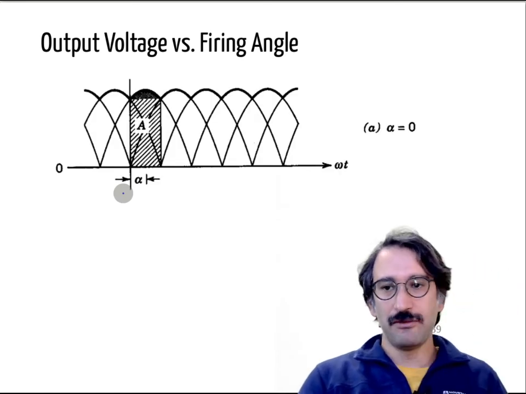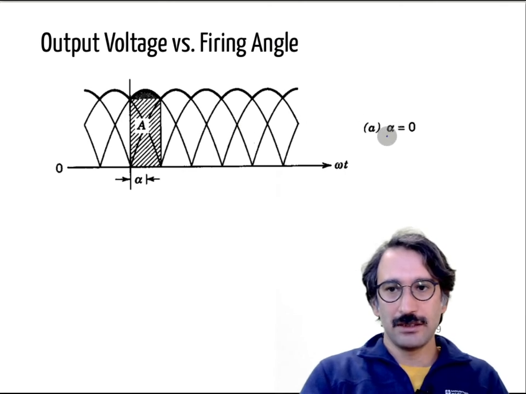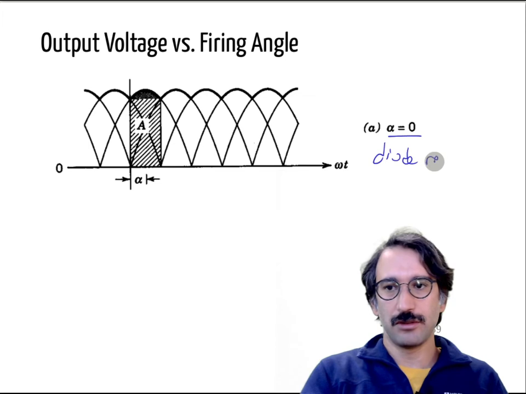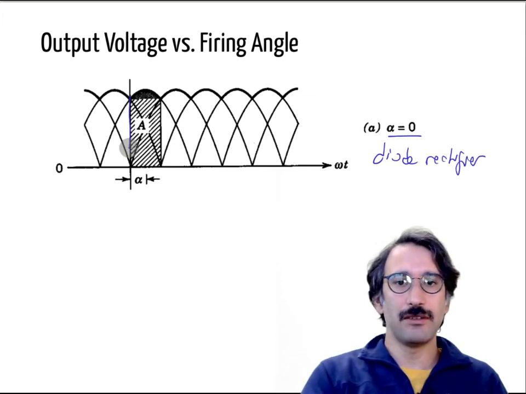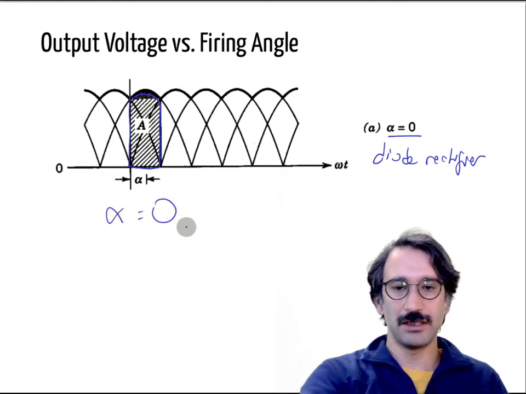So at first I have 0 firing angle, so this is equal to a diode rectifier. Whenever you have this case, we already calculated that area, and we use that area, multiply by 6, divide by 2π, and then you get the average voltage. This is alpha equal to 0. We will do the derivations in a moment.